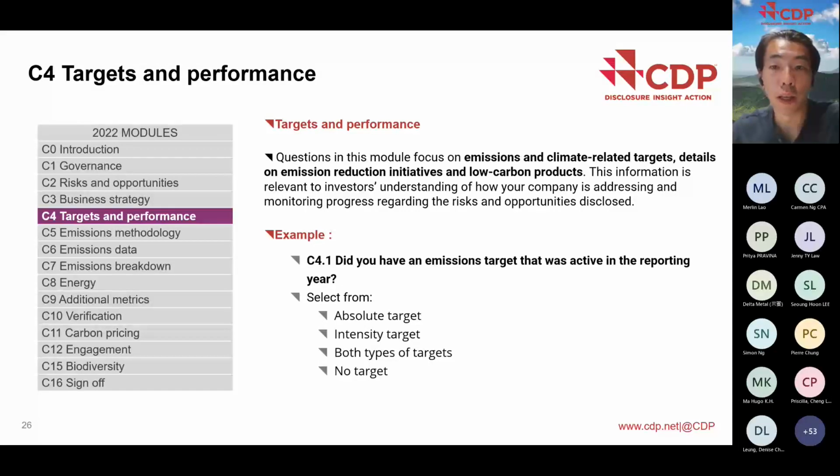The fourth module is targets and performance, and focuses on emissions and climate-related targets. This covers details on emissions reduction initiatives and low carbon products. And this module is also one of the 3 start-with modules. So setting a target is a very critical step, as it provides you direction and structure for any of your environmental strategy. There are 2 types of targets, absolute target and intensity target, and it is of course possible and desirable to have both in place.